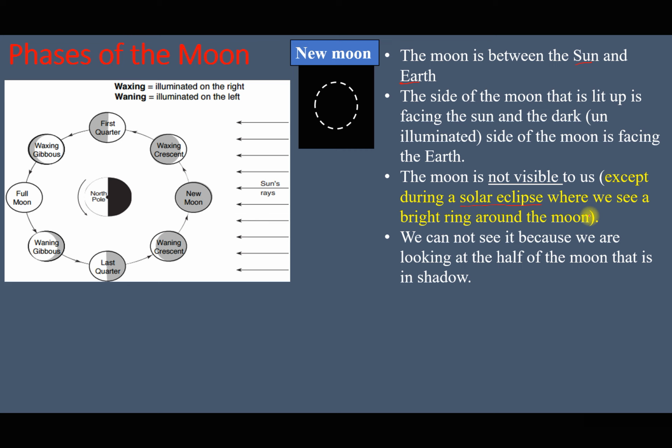A lunar eclipse is when the earth is between the sun and the moon. So we cannot see it because we are looking at the half of the moon that is in the shadow. That is for the new moon.